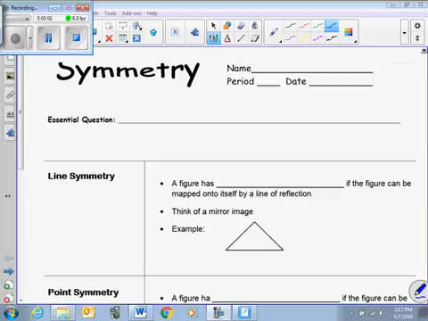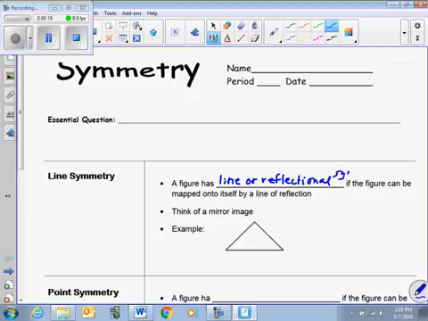Lesson number 3 in our unit on transformations is on symmetry. Let's start with line symmetry. A figure has line, or reflectional, symmetry if the figure can be mapped onto itself by a line of reflection.